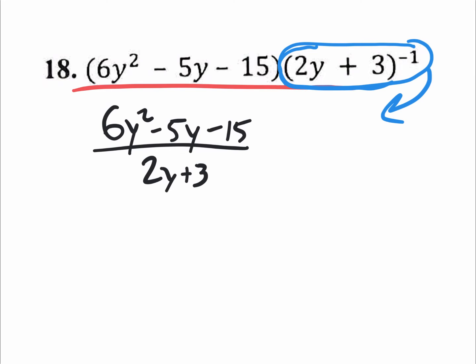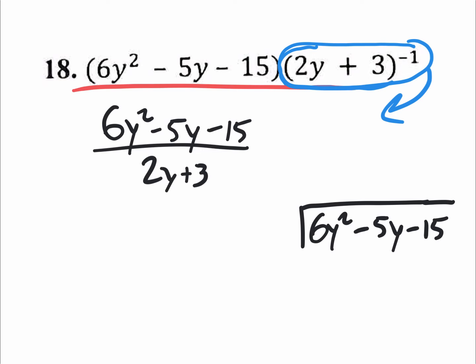Anything to the negative 1 power, you move it to the other side, and that negative 1 becomes a positive 1, which means you have no more power. So we're going to use a long division. We're going to rewrite the fraction as a division box with the 6y squared minus 5y minus 15 on the inside and the 2y plus 3 on the outside. And notice that there are no missing powers.